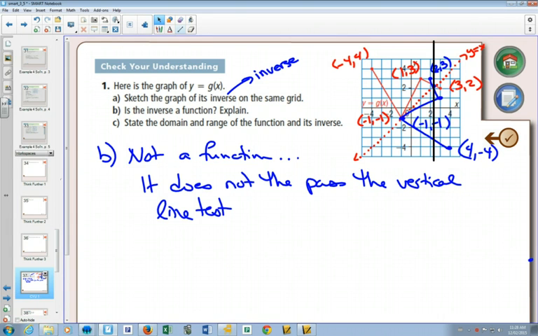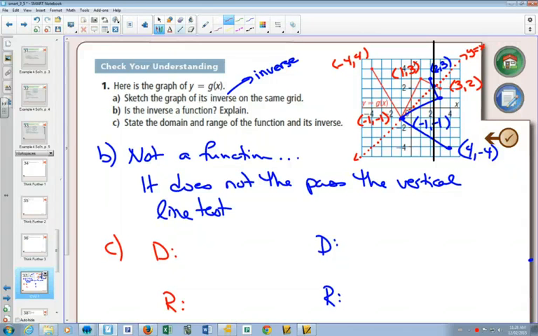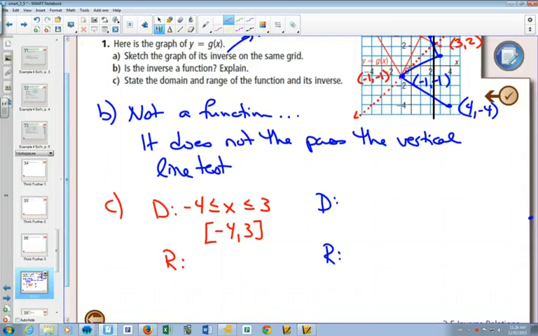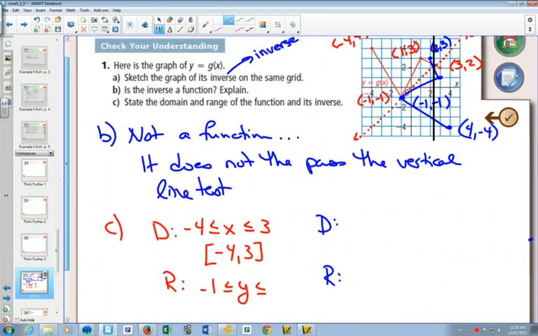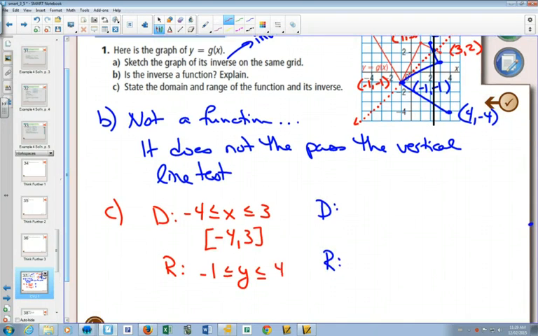State the domain and range of each. So again, for C, domain and range of my red one, domain and range of the blue one. For the red one, does it have a smallest x value? Yes, it does, at -4, less than or equal to x. Does it have a largest x value? Yes, it does, at 3. Or you could write this as -4 to 3. And for the range, does it have a smallest y value? -1. Does it have a largest y value? It goes up to 4. So we could write this as -1 and 4.